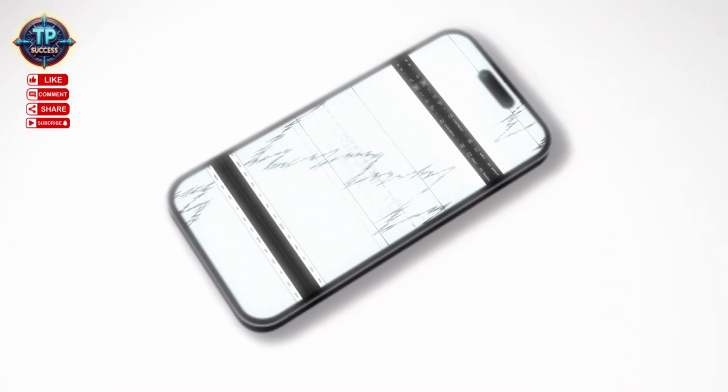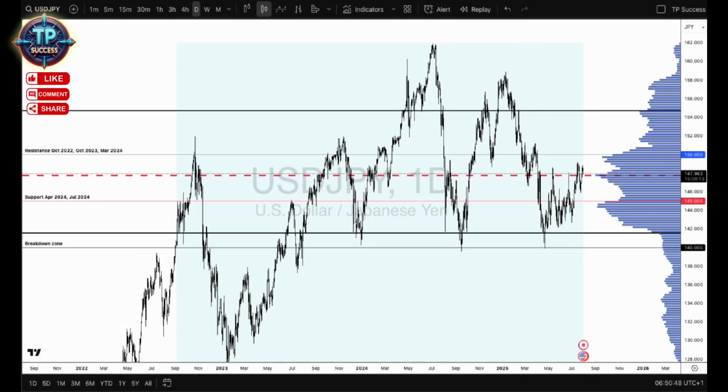Welcome back, traders, to today's installment of USDJPY: how to trade USDJPY using the volume profile.